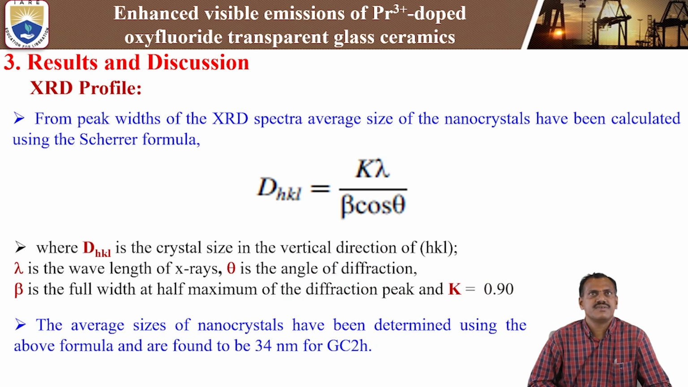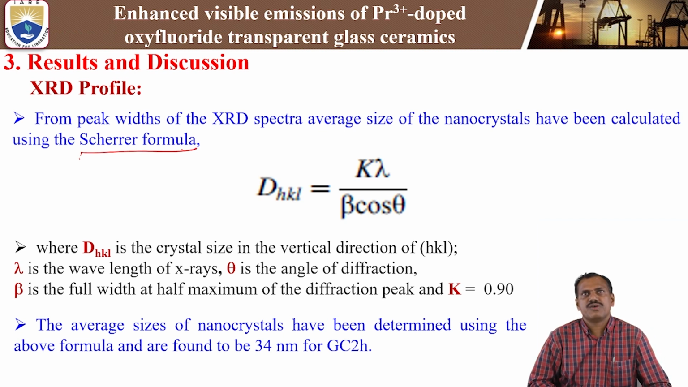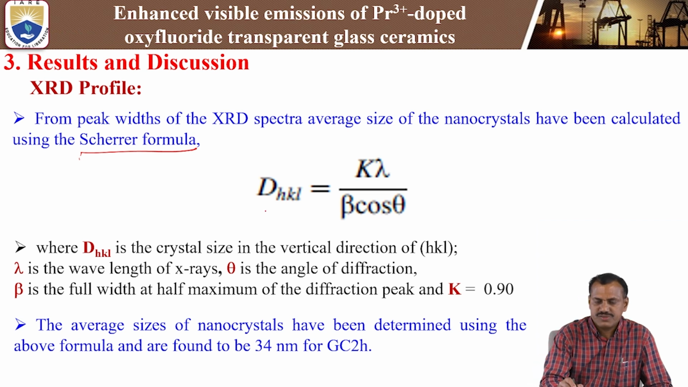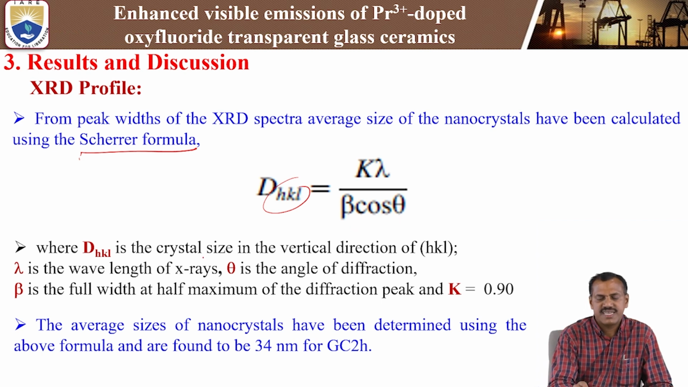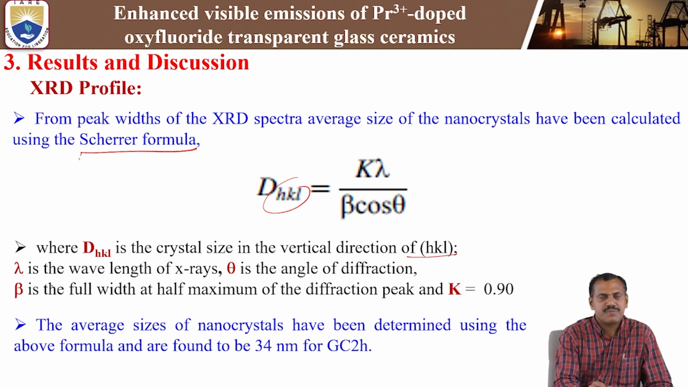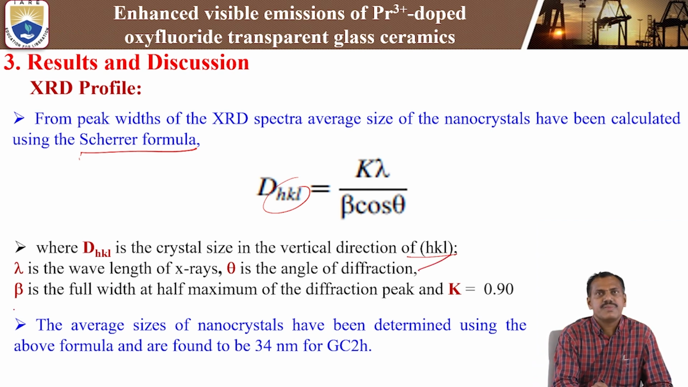Next, coming to the XRD profile, we calculate using the Scherrer formula. By using the Scherrer formula, we can calculate the nanocrystal size, how much the crystal size will be. D_hkl equals K lambda by beta cos theta, where D_hkl is the crystal size in the perpendicular direction of the hkl lattice plane. Lambda is the wavelength of the X-rays, theta is the angle of diffraction, and beta is the full width.